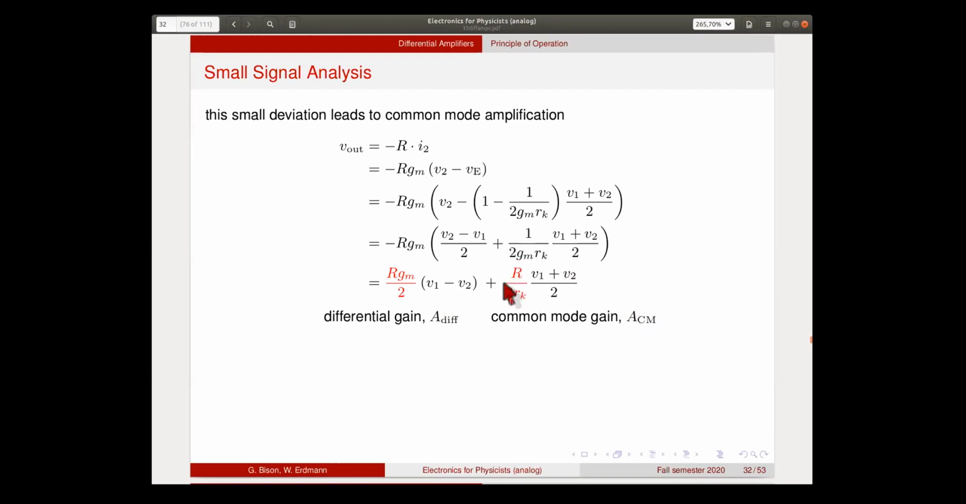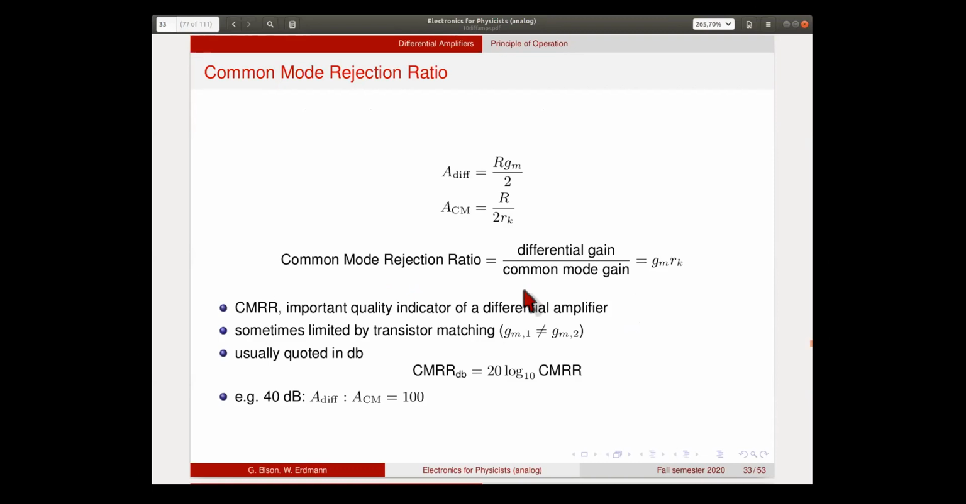Of course, this one is much smaller than this one. This has GM in it, and this one has 1 over RK, which should be a small number ideally. But it's not 0 because current sources are not completely perfect. So here we again have these two amplifications, the differential and the common mode amplification.